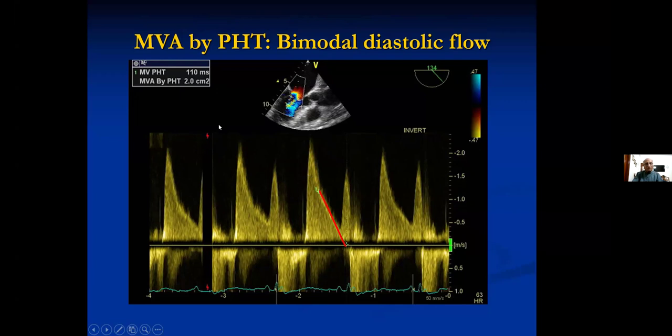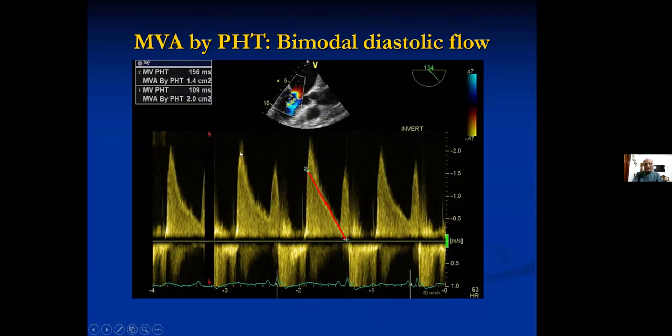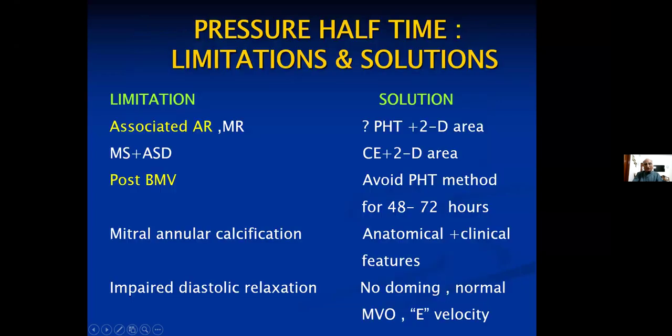and did not go up to here, it was about 2. So the ideal way is that you do not measure here, take the mid portion where it stabilizes, go back, and this will give you the correct pressure half time, which was about 1.4 centimeters square. So these three things will be very commonly seen by all of you.